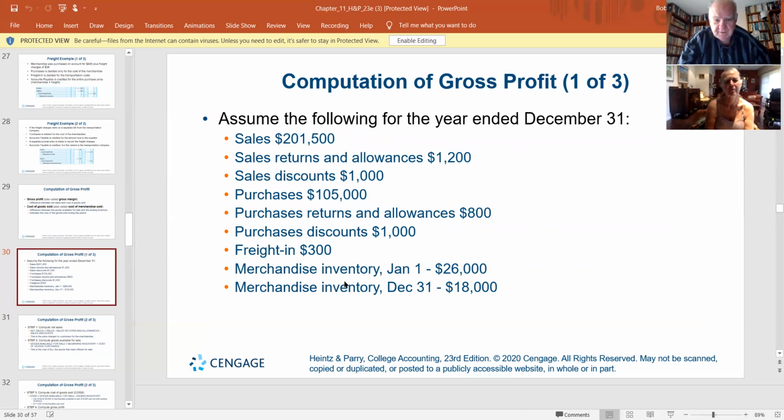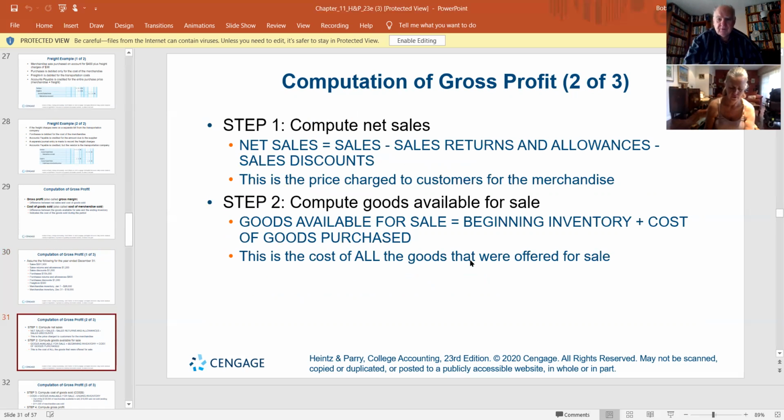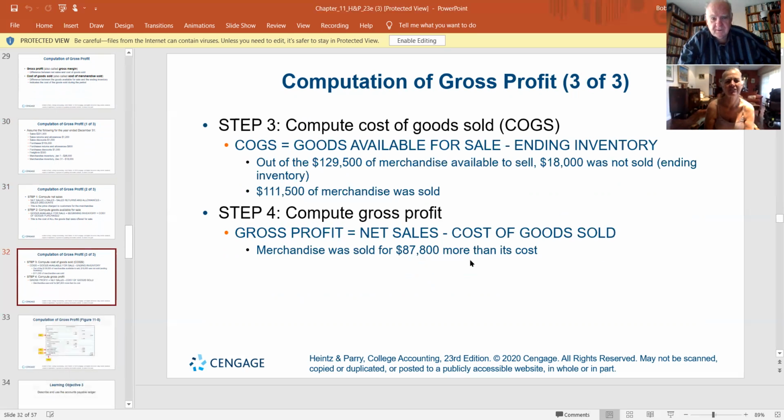In this example here, we had an inventory at the beginning of the month, $26,000. During the month, we brought in another 105,000. So it's increasing our inventory. The point at this level is the beginning inventory plus your purchases and freight would be the goods available. That's the most you could have sold. Okay, we understand that concept. Now all we have to do is subtract the ending inventory from the goods available.